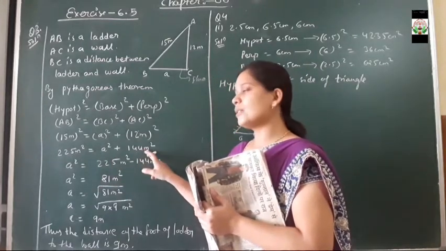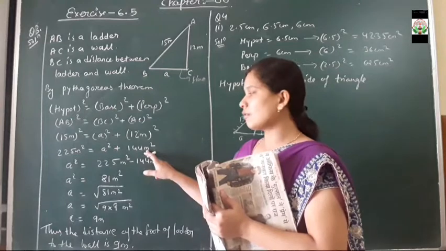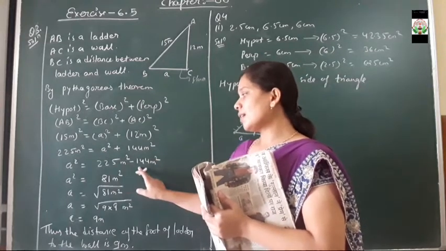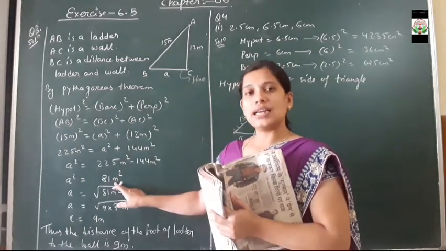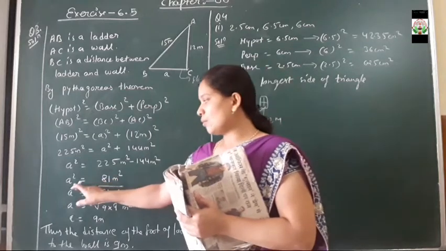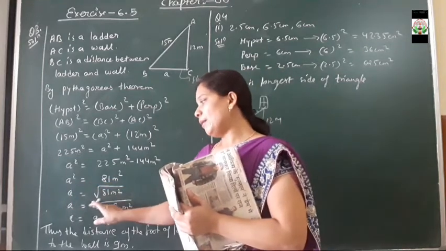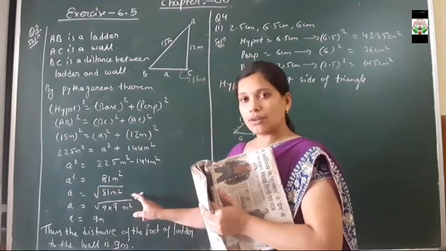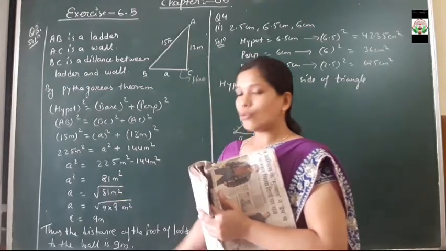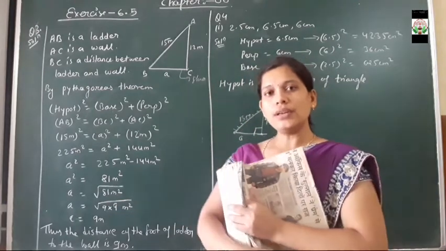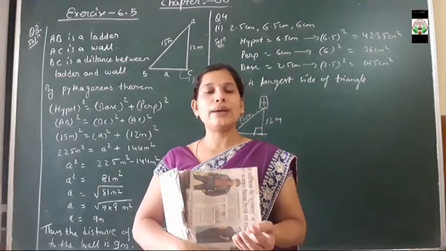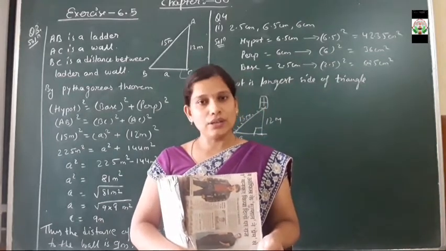225 meter squared will be subtracted by 144 meter squared. When we subtract these two numbers, we get the answer as 81 meter squared equals A squared. Now A will be the square root of 81 meter squared. As we know, the square root of a number can be found by the prime factorization method or the long division method.